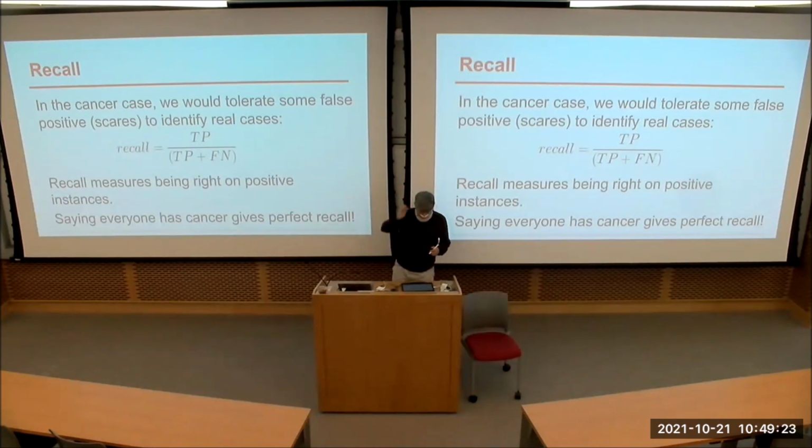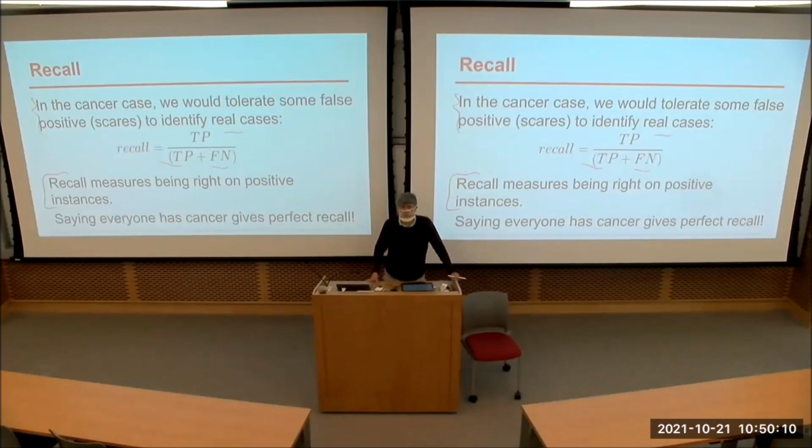Recall, if we think about the cancer case, we were willing to tell some people that they had cancer, even if they didn't, in order to make sure that we caught the ones that really had cancer. So if we want to make sure that we're right on positive measures, we use a statistic like recall, which is the number of true positives divided by true positives plus false negatives.